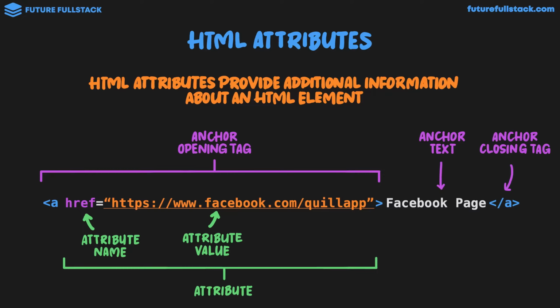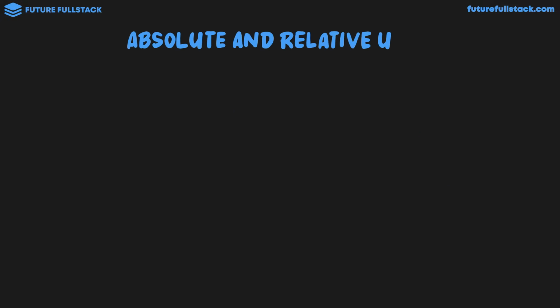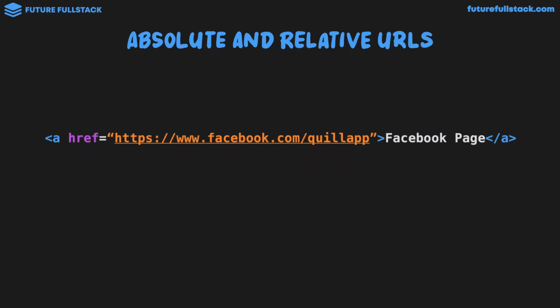Now, in the previous chapter, we spent a good chunk of time discussing absolute and relative file paths, and this will now finally come in handy to understand absolute and relative URLs. Typically, external hyperlinks have an href attribute specifying the full destination domain, complete with elements like HTTPS. This is known as an absolute URL.